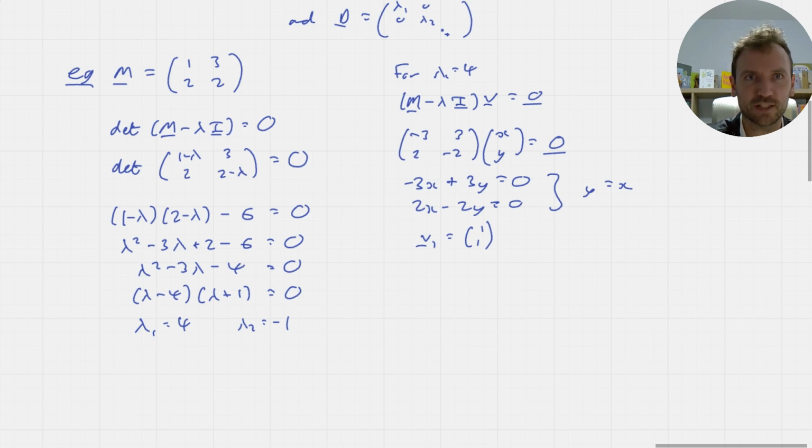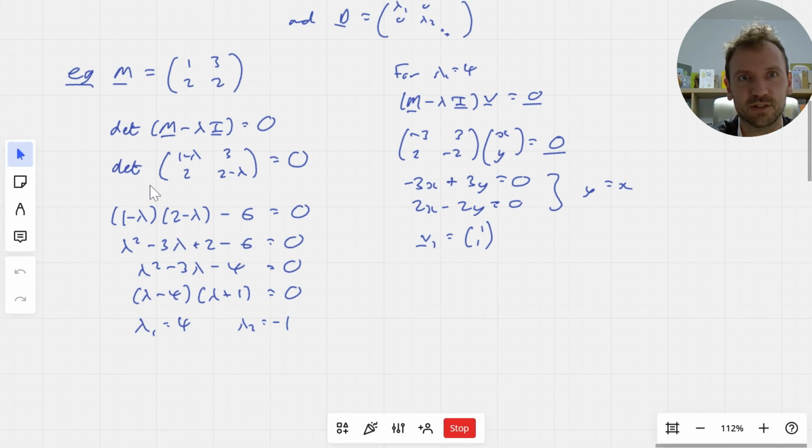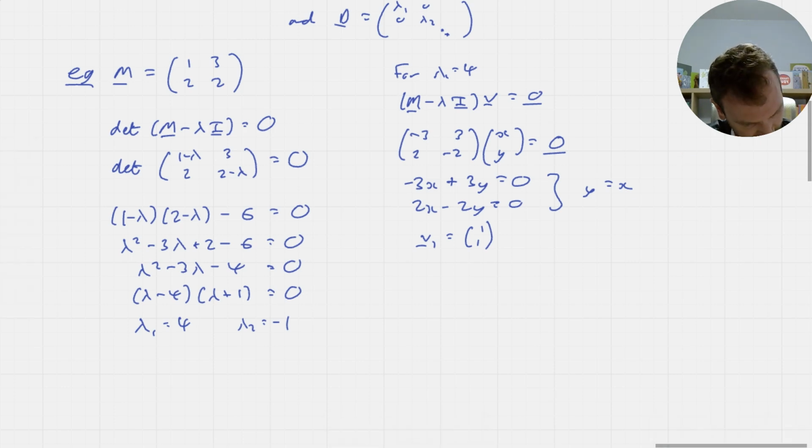So we've got one vector. Let's do the other one now using the similar method here. In fact, you can check that yourself. I'm just going to tell you what you're going to get here.